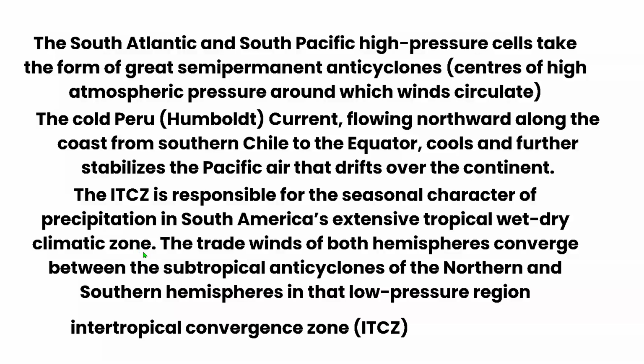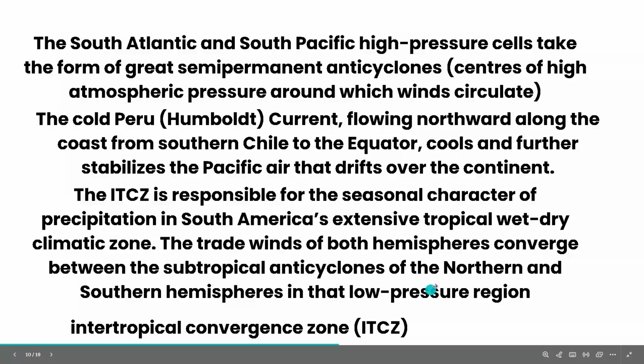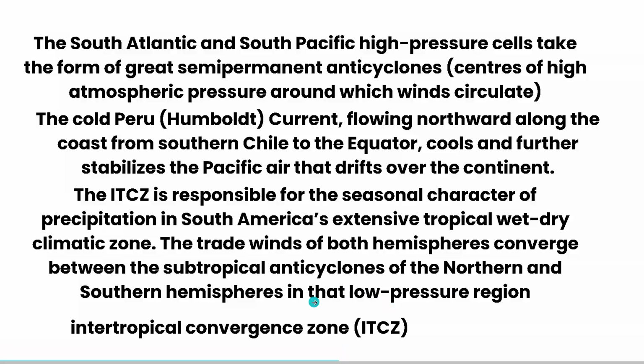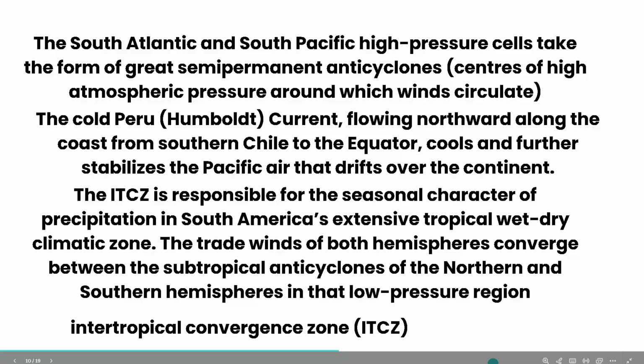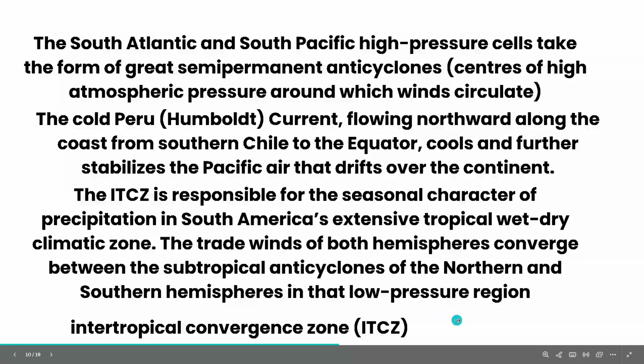Though the equator is passing through South America, still you will find some places where precipitation is more. So the trade winds of both hemispheres converge between the subtropical anticyclones of the Northern and Southern Hemisphere in that low pressure region. Okay, so this is one of the important factors.